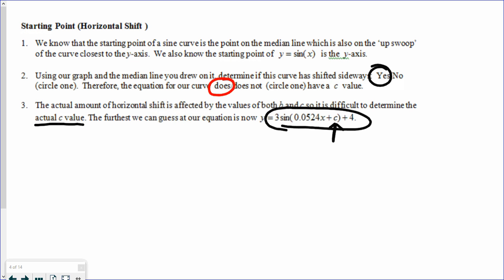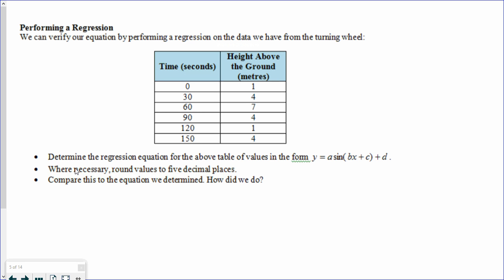And yeah, you could sit and try things in your calculator until you got a graph close. But the best way to figure out the full equation is to do a regression. So flip over to the next slide. It says we can verify our equation by performing a regression on the data we have from the turning wheel. So you've already done a little bit of sinusoidal regression, and again, we did it a lot in polynomials.